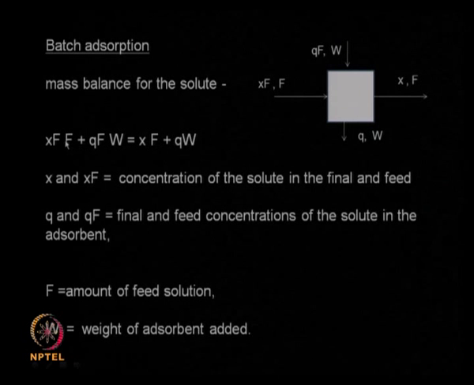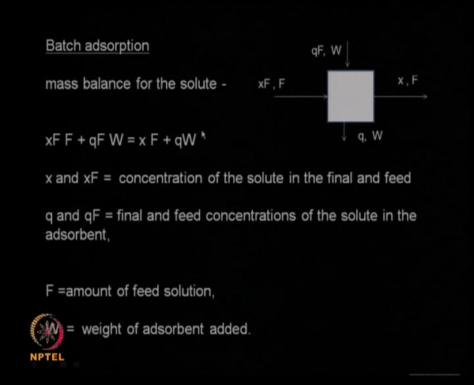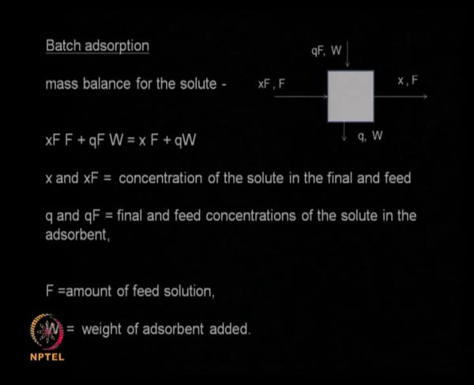So, we have these four terms and this is called the operating line. We can use this line for many purposes. We can use it to calculate the amount of adsorbent required if I want to achieve a certain efficiency. That means, if I want to recover 90% of a protein, how much adsorbent do I need to add? Or on the contrary, if I have a certain amount of adsorbent mixed with the broth, what will be the percentage recovery? I can use it for that type of calculation also.